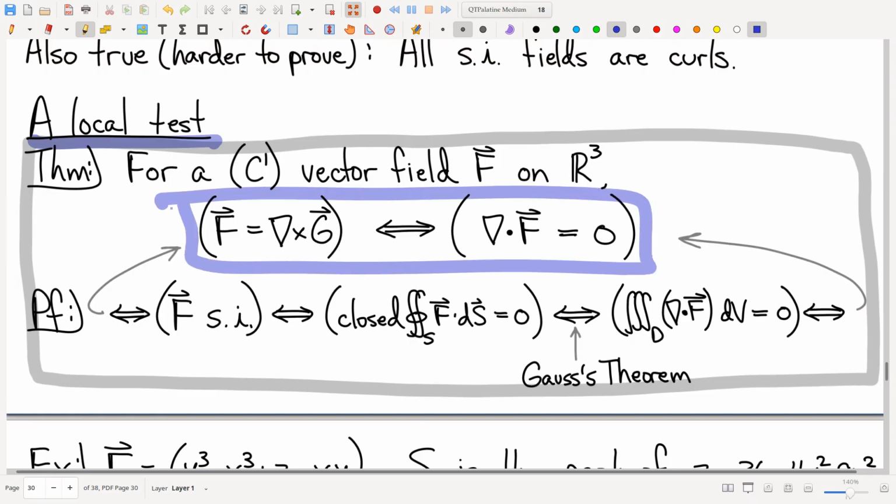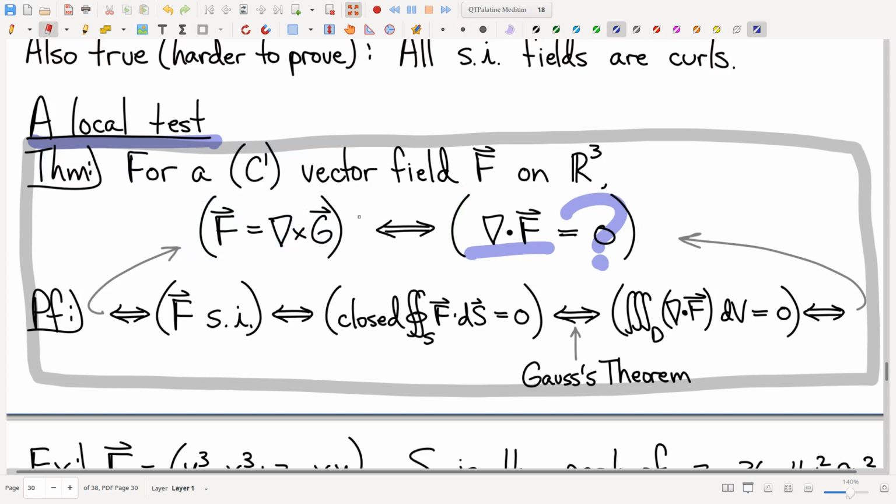Want to figure out how to know whether something is computed with one of these operators. There's a thing that you can compute and see if it's 0. I mean, it's just like the local test we saw previously. This time, though, a little different. And we're interested in not whether f is a gradient. We're interested in whether f is a curl. And it turns out that divergence is the right answer.